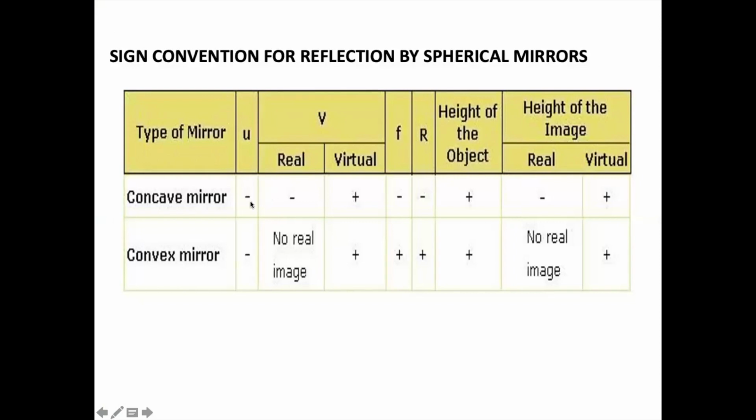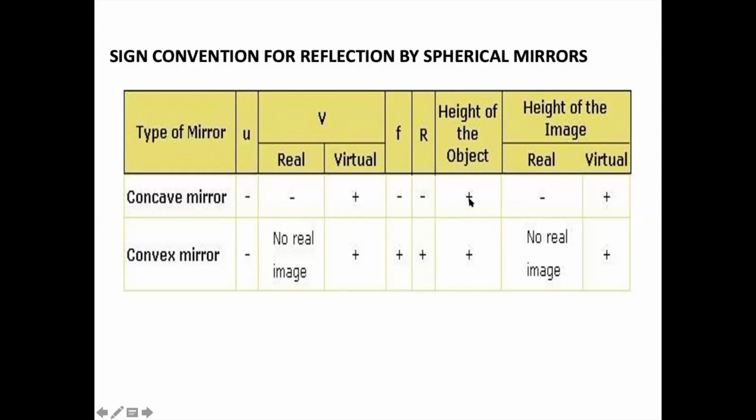In a concave mirror, the object distance is always going to be negative. If a real image is formed, it is negative. Virtual means behind the mirror, it is positive. And likewise, the focus is always on the side of the object distance. The radius of curvature is also on the side of the object distance. And therefore they both are considered negative. The height of the object is positive.